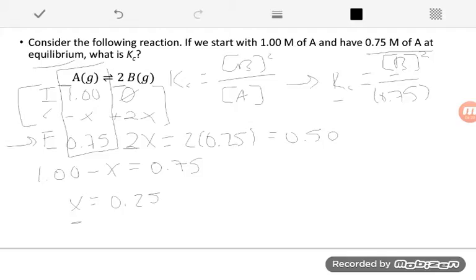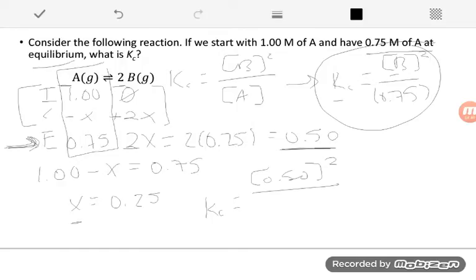Now that I've found X, I can finish completing my ICE tables and get numbers for my equilibrium row. Once I have my numbers for my equilibrium row, I'm going to go back to what I started with. I have my Kc expression, B squared over 0.75, and now I know that B at equilibrium is 0.50. So I have 0.50 squared over 0.75. Oh, so easy. I can just plug it into my calculator now, and I see that Kc is equal to 0.33.